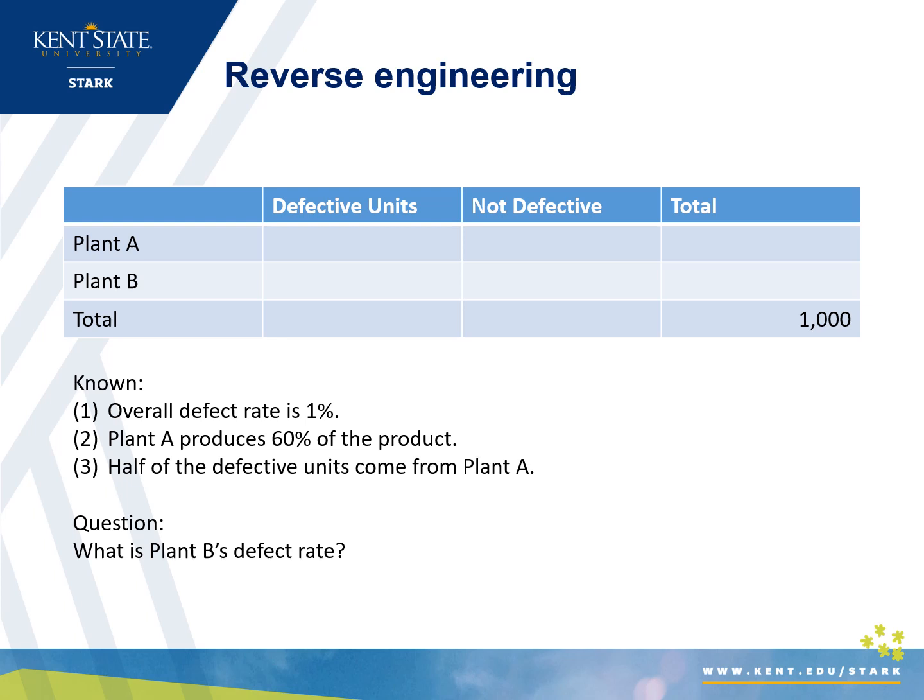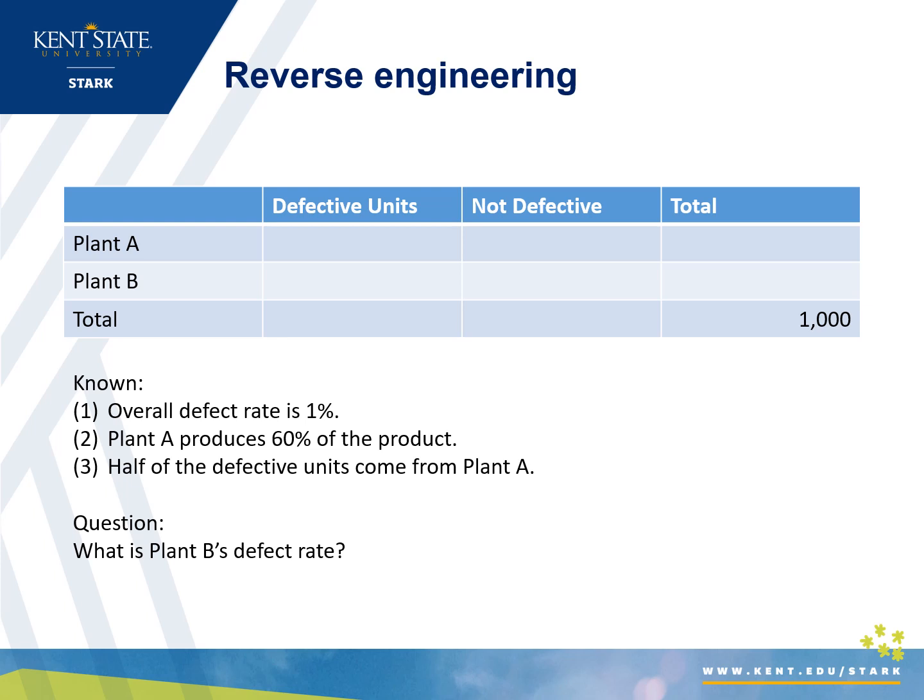First, the overall defect rate for our plants is 1%. Secondly, we know that plant A produces 60% of our product. And third, we know that half of the defective units we found come from plant A. We want to figure out what plant B's defect rate is.